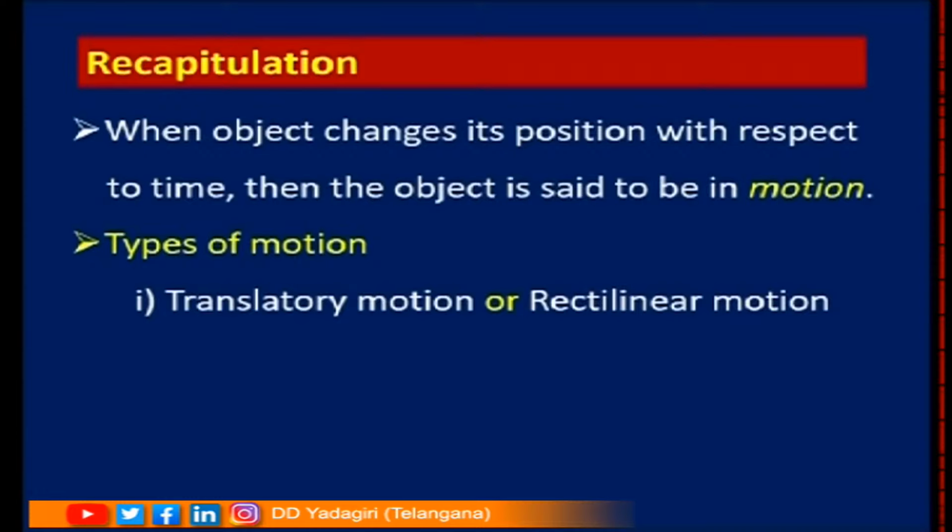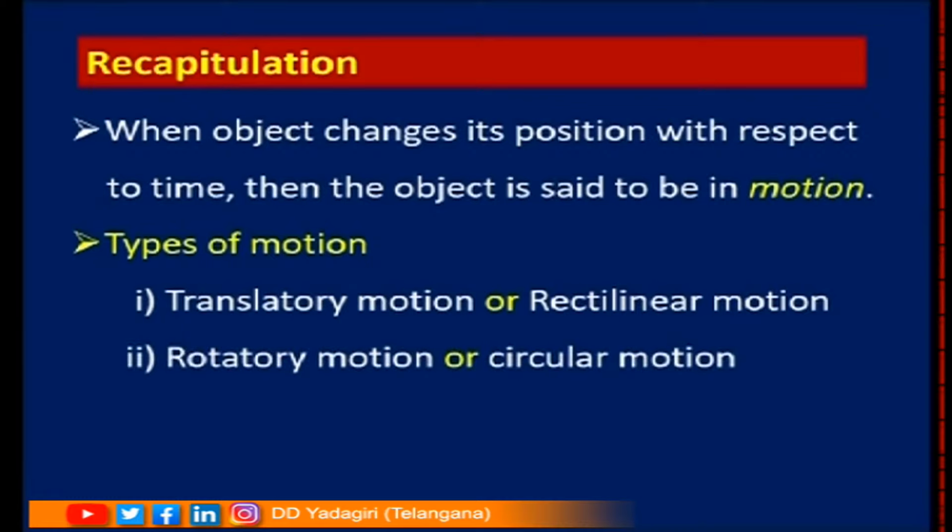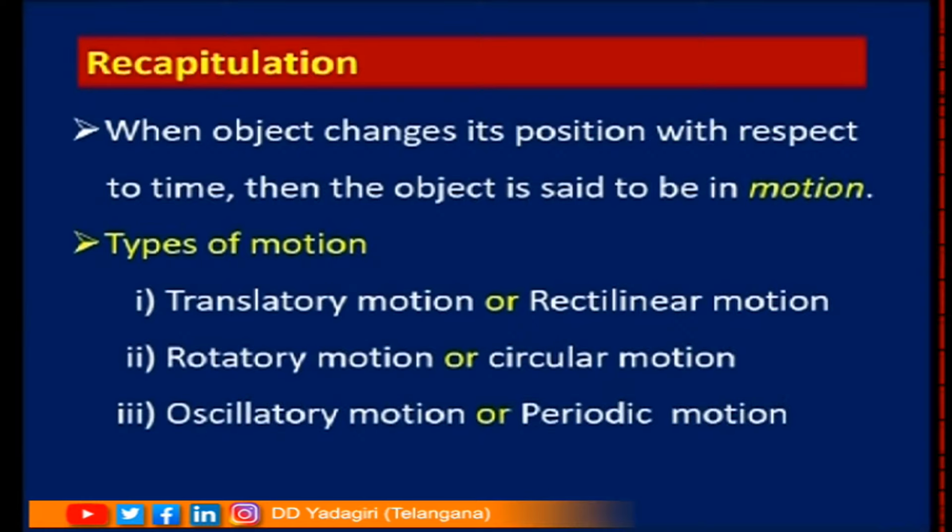You have learned about types of motion in your 7th class. What are those? Just recall those points, children. It is very important for this lesson. Translatory motion, also known as rectilinear motion. Rotatory motion, also known as circular motion. Oscillatory motion, that is vibrational motion, also known as periodic motion. In this lesson, we are going to discuss the translatory motion only, children.